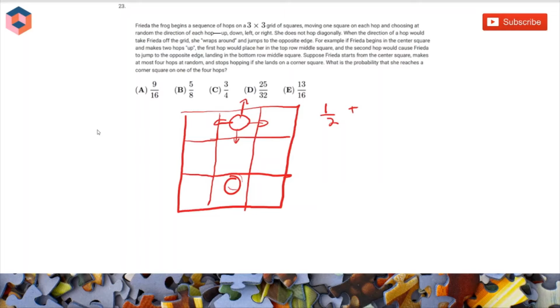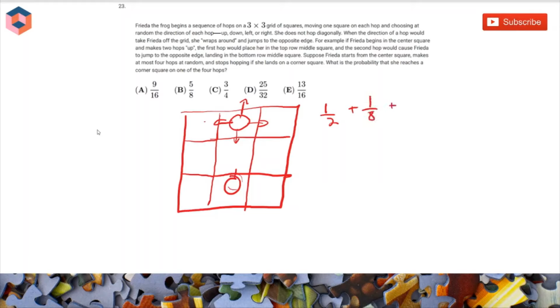So we already looked at the case where the frog went here and then went left or right. With probability 1/2, she'll just go into a corner square on her second move and be done. With a probability of 1/4, she'll land back on one of these middle edge squares. Here, once again, with a probability of 1/2, she'll land in one of the corner squares. So that's 1/2 times 1/4, which gives us 1/8.